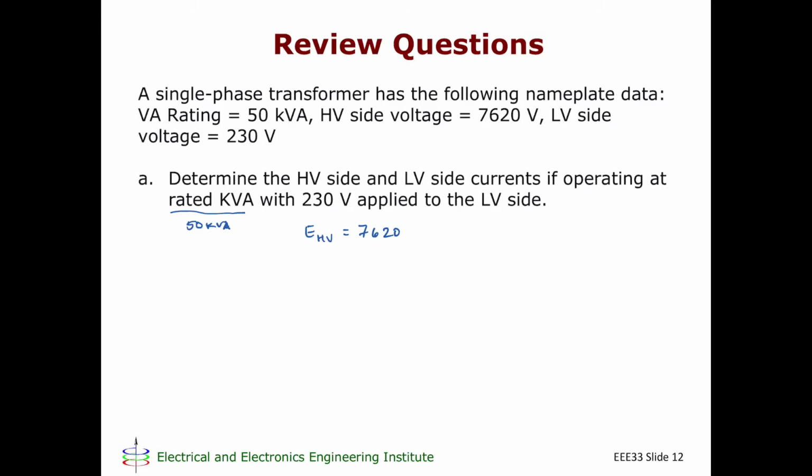So my high voltage side current will be equal to my kVA, which is 50,000, divided by 7620, which will give me 6.56 amperes. And my low voltage side current will be 50,000, that is my kVA rating, divided by my low voltage side voltage, which is 230. So I'm going to get 217.4 amperes.